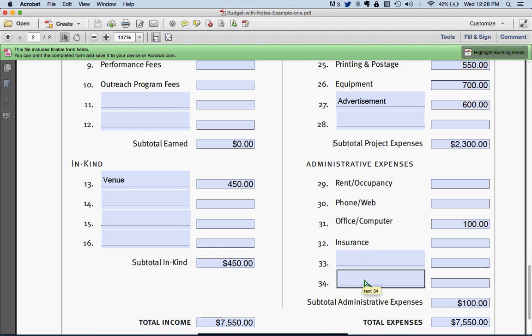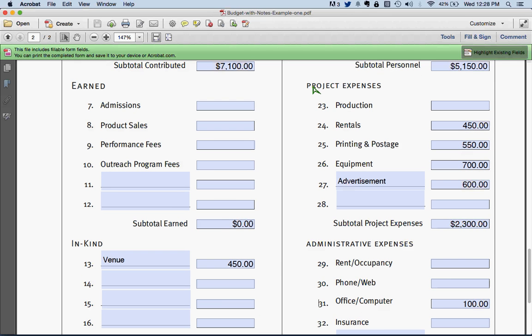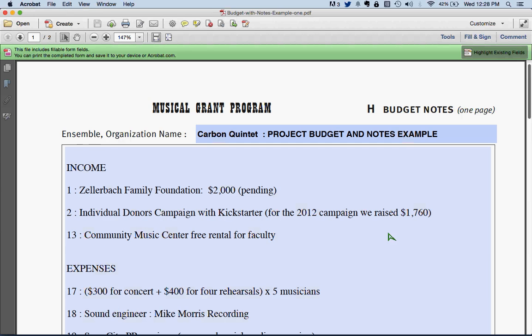So let's scroll up to the previous page, and take a look at their budget notes. So here they've detailed exactly where their projected income and expenses are coming from or going to. So here under income, they've got some money pending from the Zellerbach Family Foundation. They're saying $2,000.